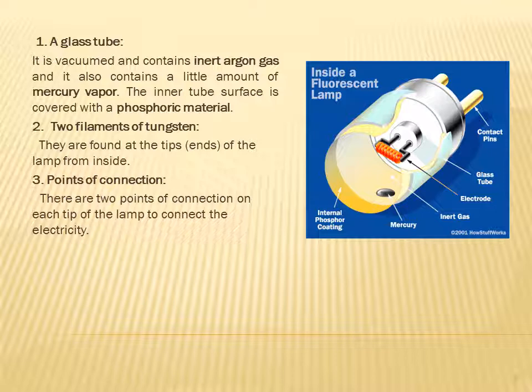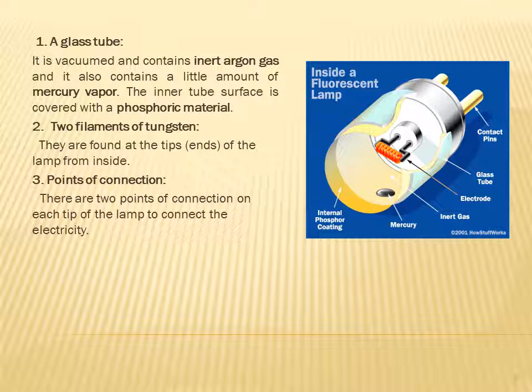And by the way, the mercury vapor and this phosphoric material are responsible for producing the white light that we see, due to a special reaction that happens between them. Number two, the two filaments of tungsten. Here I have two tungsten filaments, one at each side. They are found at the tips of the lamp, but from inside.